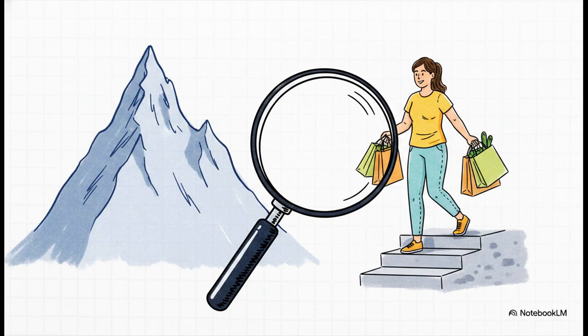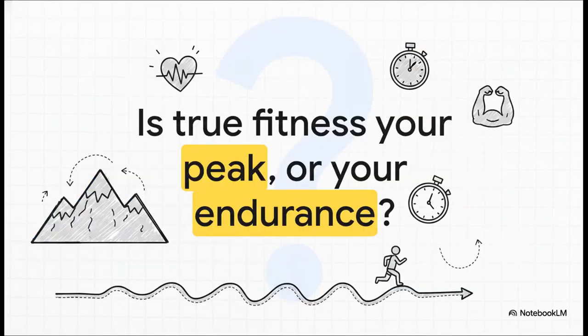So, the really crucial point here is that we're shifting the entire focus. We're moving away from measuring a theoretical peak capacity, and we're moving towards tracking something so much more real: functional endurance. It's about what a person can actually do, what they can sustain in their everyday life. And that leaves us with a bigger question to think about, doesn't it? When we really consider what it means to be fit, is it more about the height of your peak, or is it about the breadth of your endurance? That simple, powerful ability to just keep going.